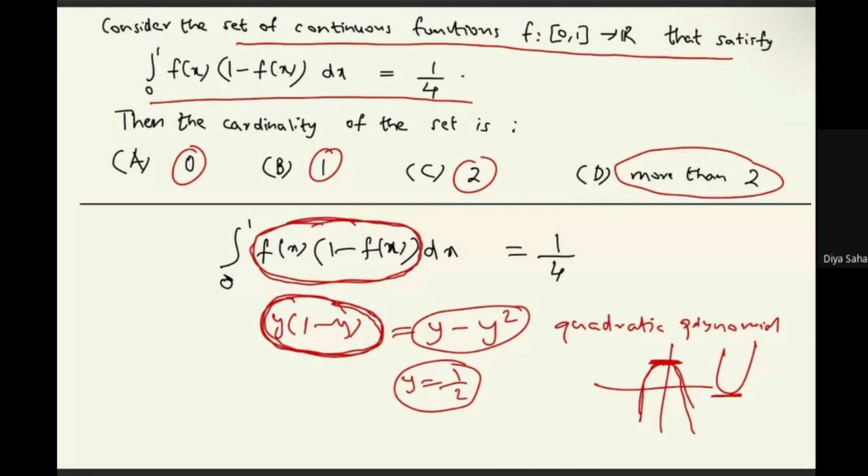And what is the maximum value? What is the value at half? 1 by 4. Yes. So the maximum value this can take is 1 by 4. You got it? Means the maximum value it can take is 1 by 4. So that means the maximum value the thing inside the integral can take is 1 by 4. You got the point?